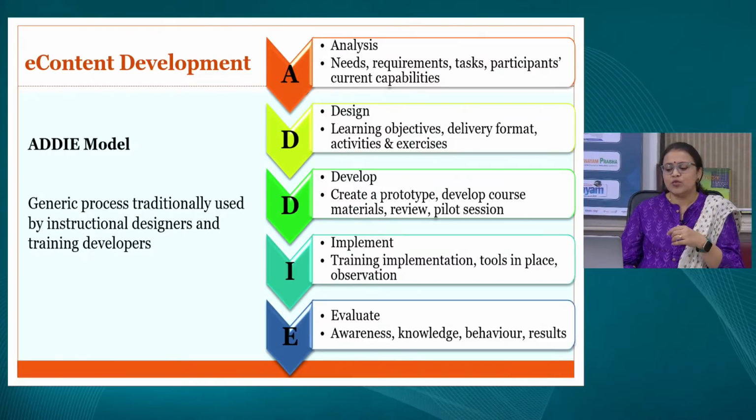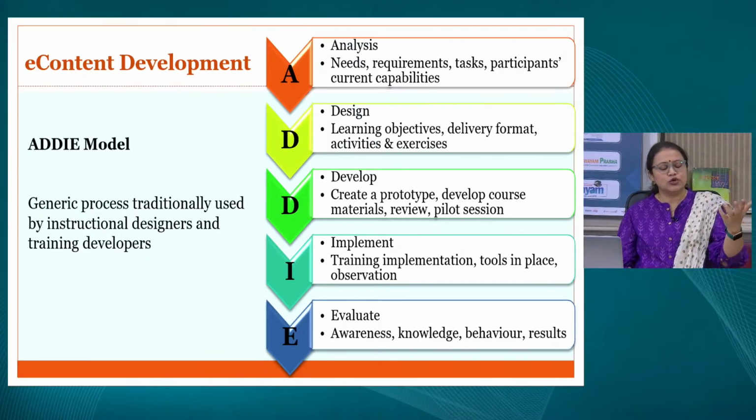This ADDIE model shows that A stands for analysis. First we have to analyze why we need, or the requirement for, the development of any e-content. Then D stands for design, another D stands for develop, I stands for implement, and E stands for evaluate. So this is the process which is generally followed while developing any e-content.